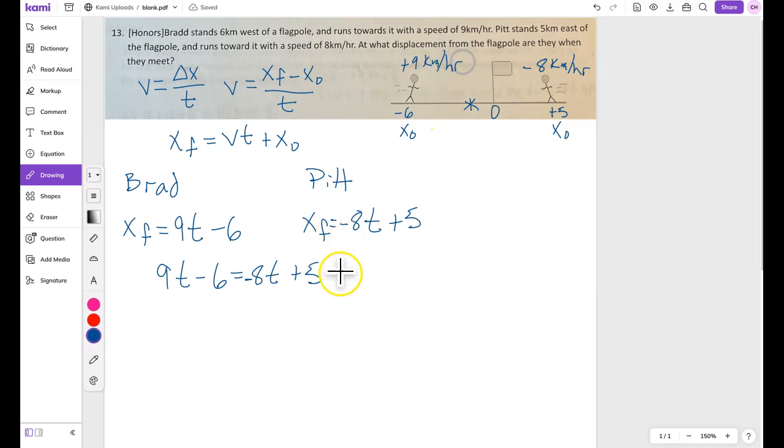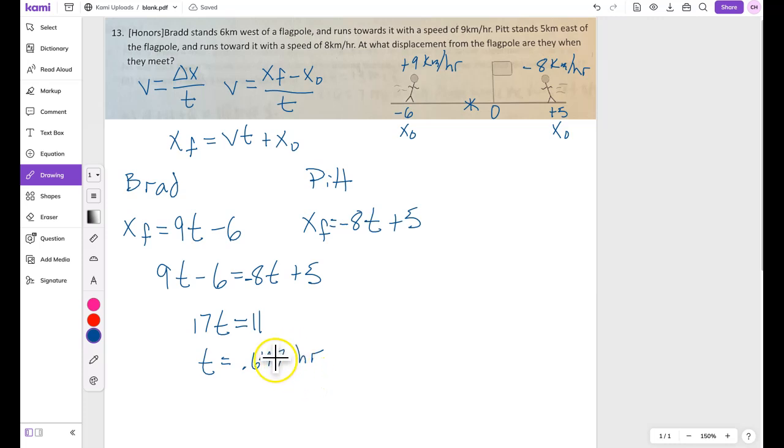So this is kind of why this one's an honors type question. If I add the two together here, I'm going to get 17t, and then I'm going to take 6 and add it to 5 since it's negative here, and that'll be 17t is equal to 11. I'm going to solve for time, so my time now is equal to 0.647 or 0.65 hours. So that's how long it takes both of them to get to that meeting point.